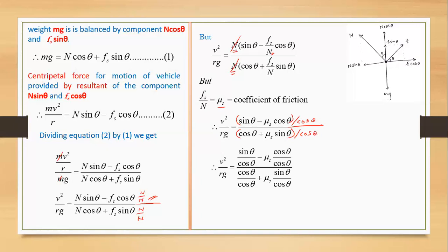Then we get the next equation, sine by cos minus mu s cos by cos. Cos by cos gets cancelled, means it is 1. Now here, cos upon cos again 1 plus mu s sine by cos. You know that sine by cos is tan. Then the next equation we substitute here. Sine by cos is tan. So we get v square by rg is equal to tan theta minus mu s divided by 1 plus mu s tan theta.